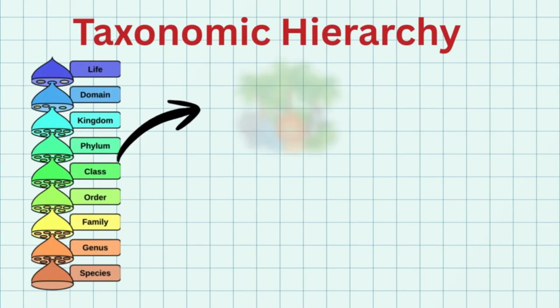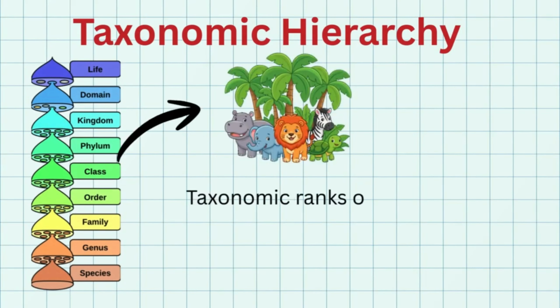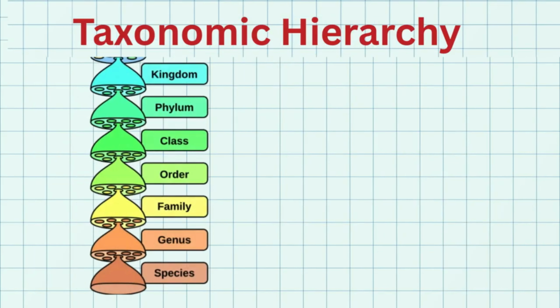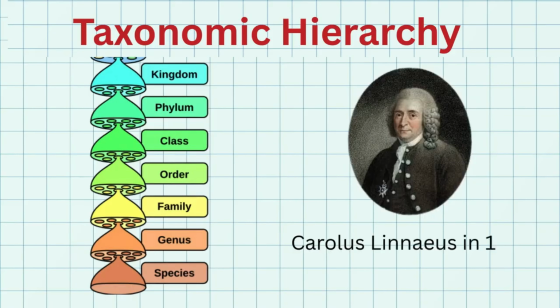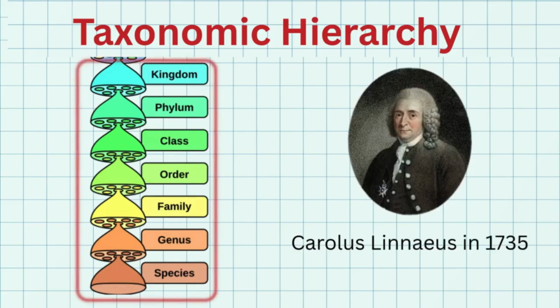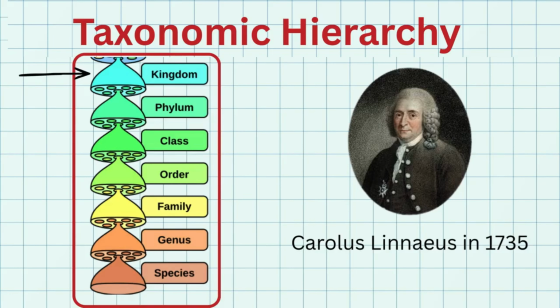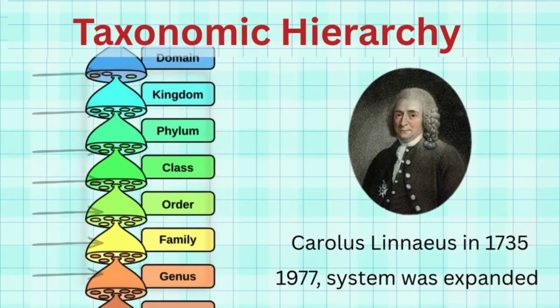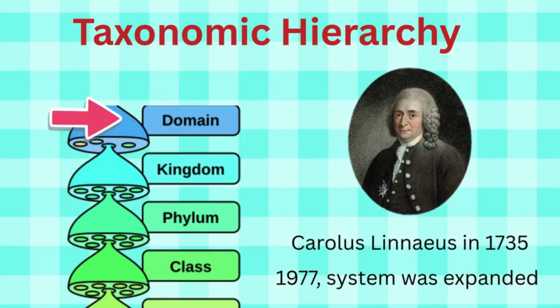The groups into which organisms are classified are known as taxonomic ranks or taxa. These ranks help scientists arrange organisms in a systematic and organized manner. The modern system of classification was introduced by Carl Linnaeus in 1735. In his system, 7 main taxonomic ranks were used: kingdom, phylum, class, order, family, genus, and species. In 1977, this system was expanded with the addition of a higher rank called domain. Today, domain is considered the highest taxonomic rank.